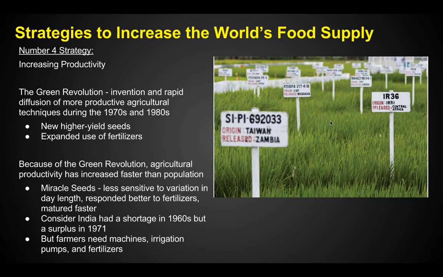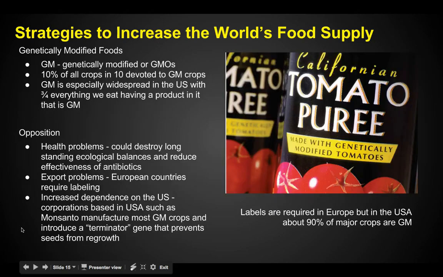Remember how we're worried that because population growth would be too explosive, we would run out of food? Well, in a way, they fixed that, where they created miracle seeds. These seeds were less sensitive to variation in day length, responded better to fertilizers, and matured faster. Consider that India had a food shortage in the 1960s, but in 1971 they had a surplus because of the techniques from the Green Revolution. In order to pull this off, though, farmers needed machines, irrigation pumps, and fertilizers.